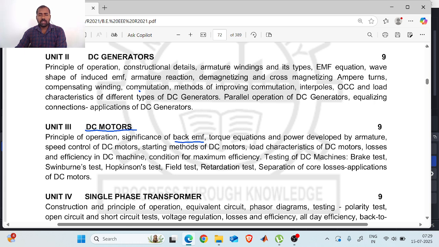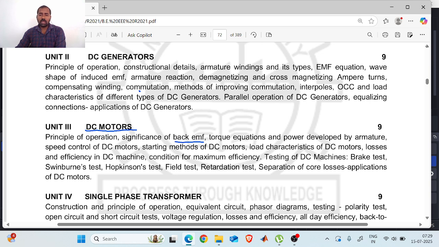So torque equation and power developed by armature, and the speed control of DC motors, and the starting methods of DC motors, and load characteristics of DC motors, and then the losses and efficiency and the condition for the maximum efficiency, and then the testing of DC machines.